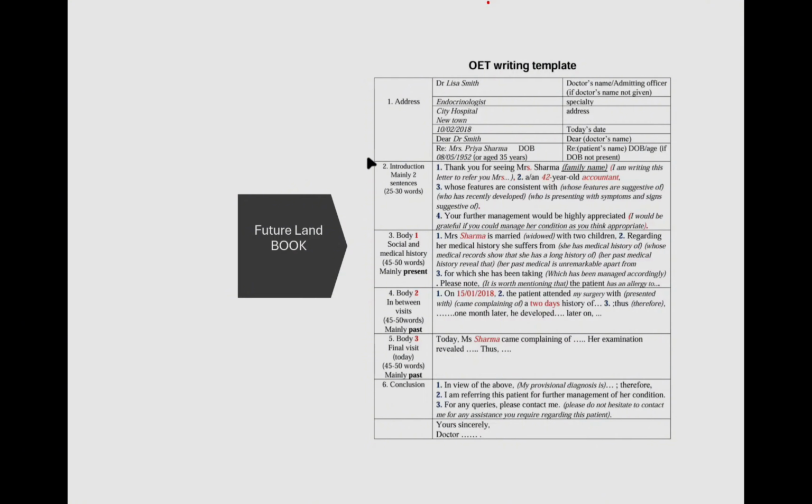Always practice the address, introduction, and conclusion first. Try to speed up your writing speed in these three sections. You can easily write the address, the intro, and the conclusion in about 2.5 to 3 minutes. It will save the remaining minutes for the body, which includes the social history and medical history of the patient, the visits and the follow-up visits, and the final conclusion.